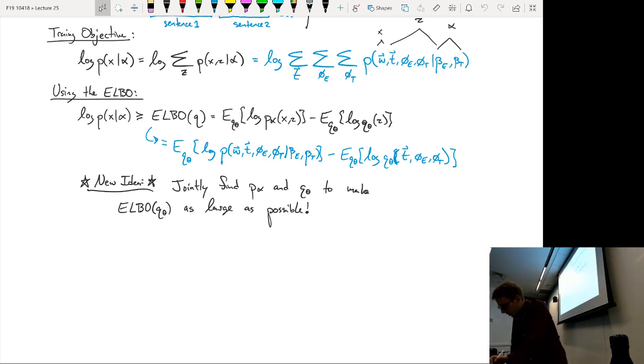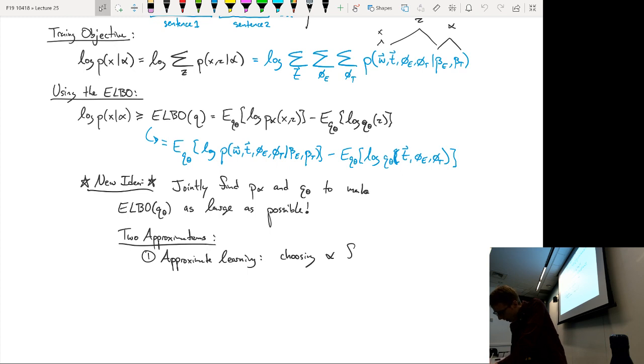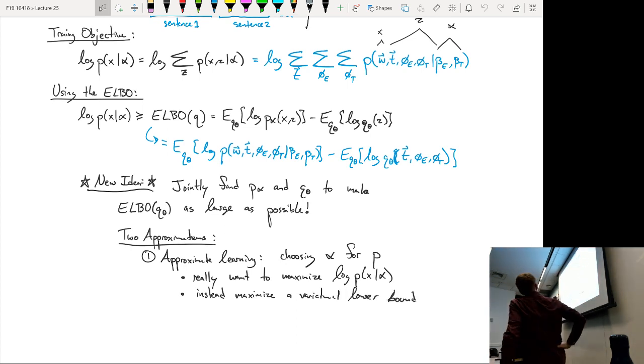So what we're doing here is essentially making two approximations. The first approximation is that we're doing approximate learning. Why is that? Well, we're choosing alpha for P, and we really wanted to maximize this log probability of X given alpha, but instead we are maximizing a variational lower bound. That's the elbow. So that's the first approximation.